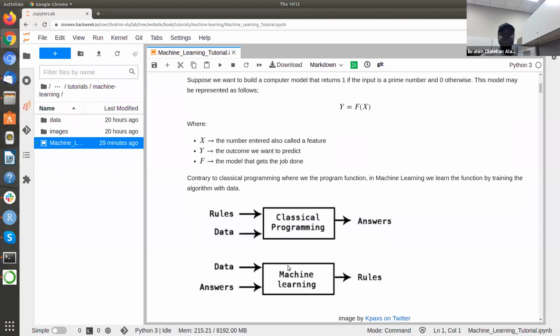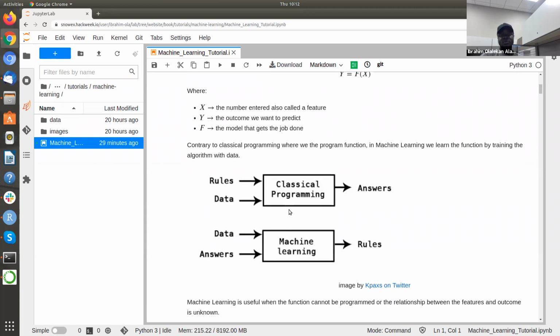However, in machine learning, the way we solve the problem is different. We have the outcomes, which are the ground truth. Then we show the algorithm some data sets, and the machine learning algorithm tries to learn the rules such that when you feed in some data sets, it gives you the prediction of the unknown outcome. So contrary to classical programming, in machine learning we learn the rules, we don't program the rules. In classical programming, we program the rules to get the answer. In machine learning, we train our model to learn the rules.